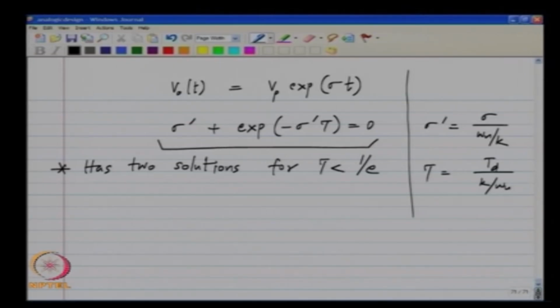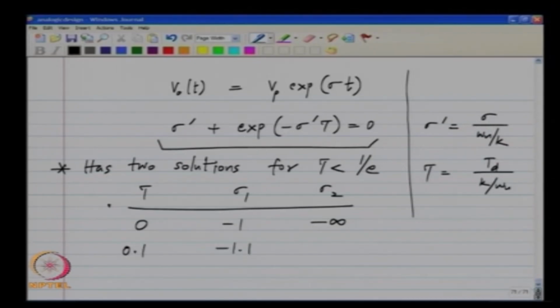Okay. So, we can list the solutions for different values of tau. For tau equal to 0, that is no delay, we have just a single solution, and the other solution can be thought of as being at minus infinity. This minus 1 corresponds to a sigma value of minus omega u by k, and we already know that without delay, you get solutions of the form exponential minus omega u by k times t. For tau equals 0.1 you get something like minus 1.1 and minus 35.8 and so on. What happens is this sigma 1 goes on increasing, that is it goes more and more negative to higher frequencies.